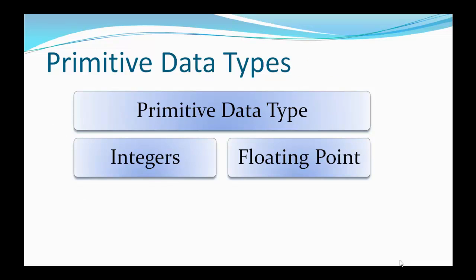Primitive data types are predefined data types in Java. For each type of primitive data, there is a corresponding keyword reserved. In Java, we have three types of primitive data types. They are integers, floating point numbers, and Boolean. Integers are used to store whole number values, whereas floating point data types are used to store real numbers.